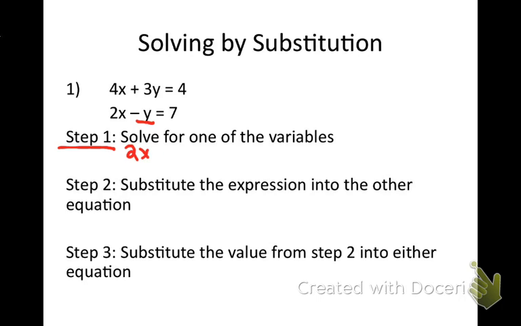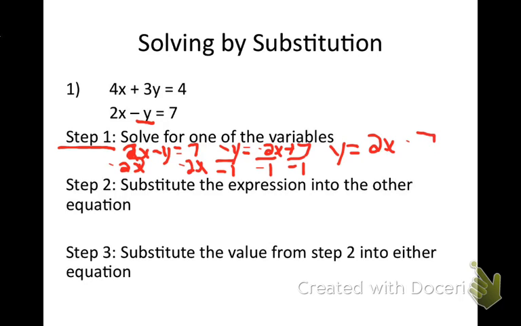So 2x minus y equals 7. I'm going to solve for y there, get y alone. Subtract 2x on both sides. Negative y equals negative 2x plus 7. Divide by negative 1, and I get y equals 2x minus 7. I solved for y now. So I have y equals 2x minus 7. Great, got that first step. We're good. I solved for one of the variables.